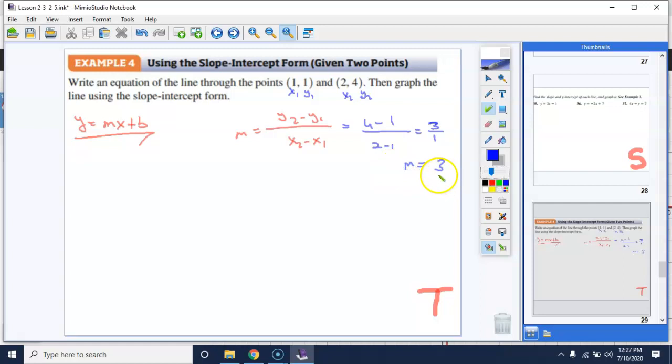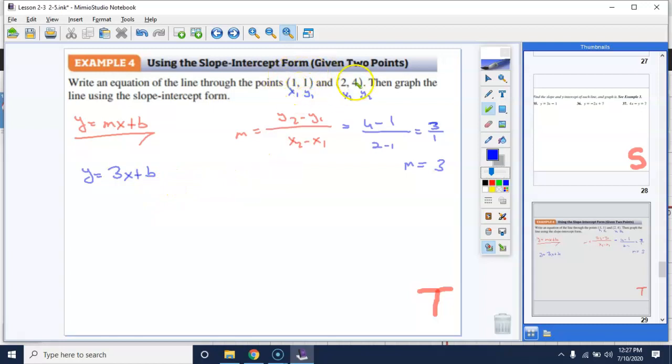M is 3. So let's take this and write it in my equation here. So y equals 3x plus b. I'm almost there. I'm so close to getting my equation ready. The only missing one is b. How do we find b?